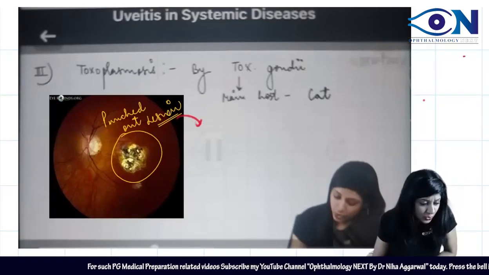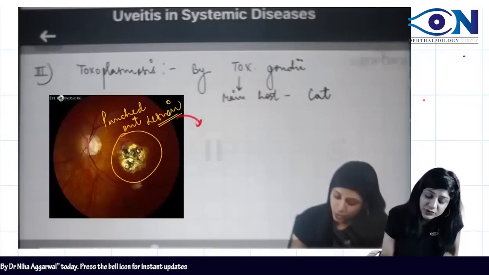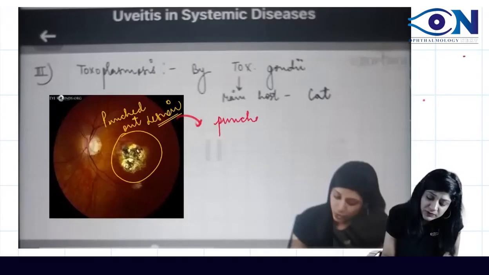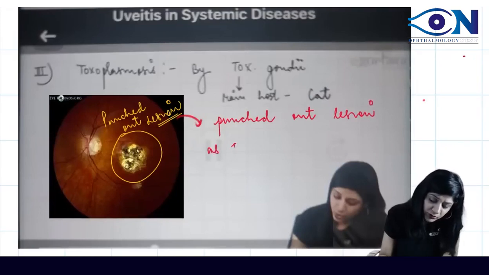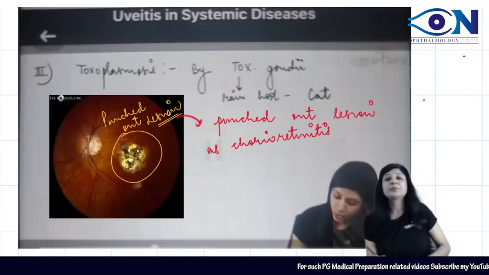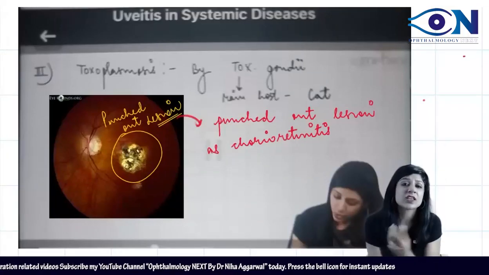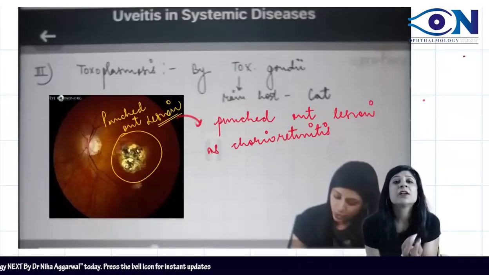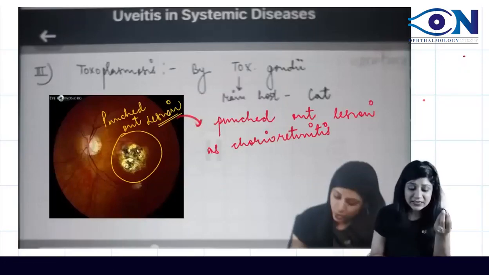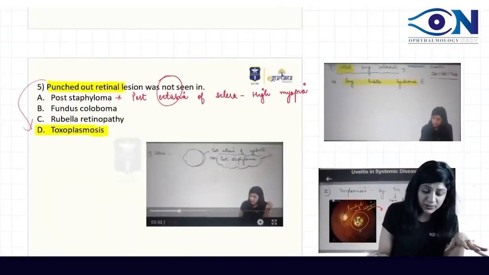They asked not seen in. So okay, let's do it both ways. Punched out lesions, you are getting the punched out lesion as the chorioretinitis. So see, punched out lesion is a definite term which is used for a series of lesions where defects are found at the RPE level, choroid and the retina. So basically this is found, out of these four options, actually in the toxoplasmosis.